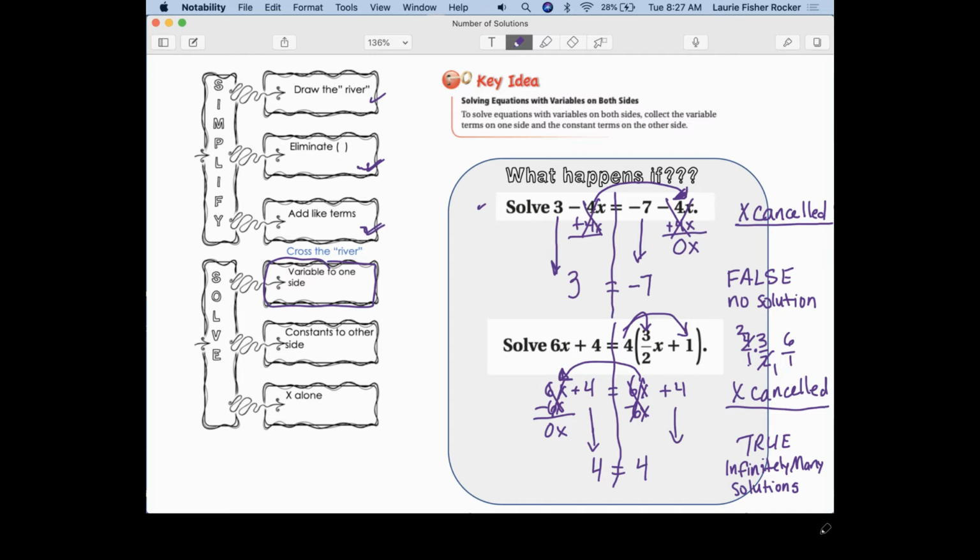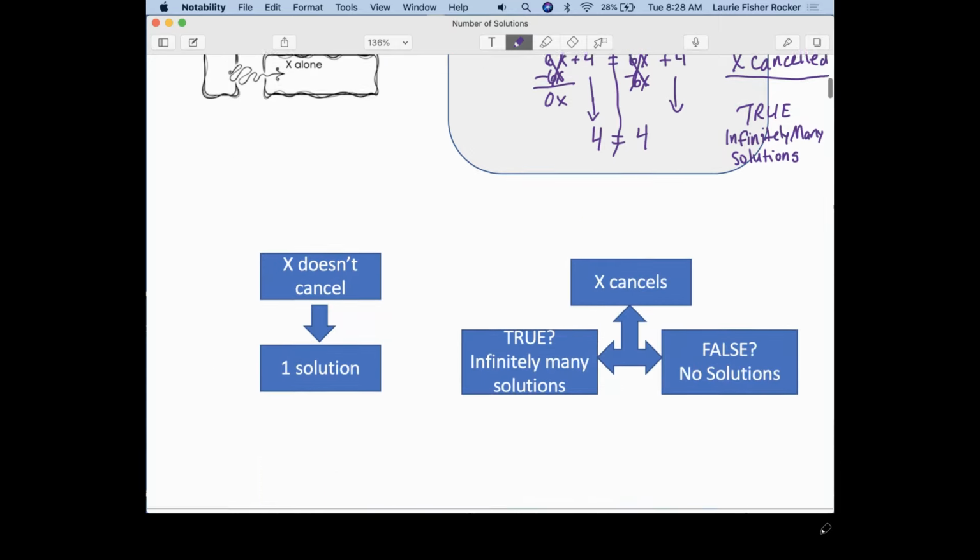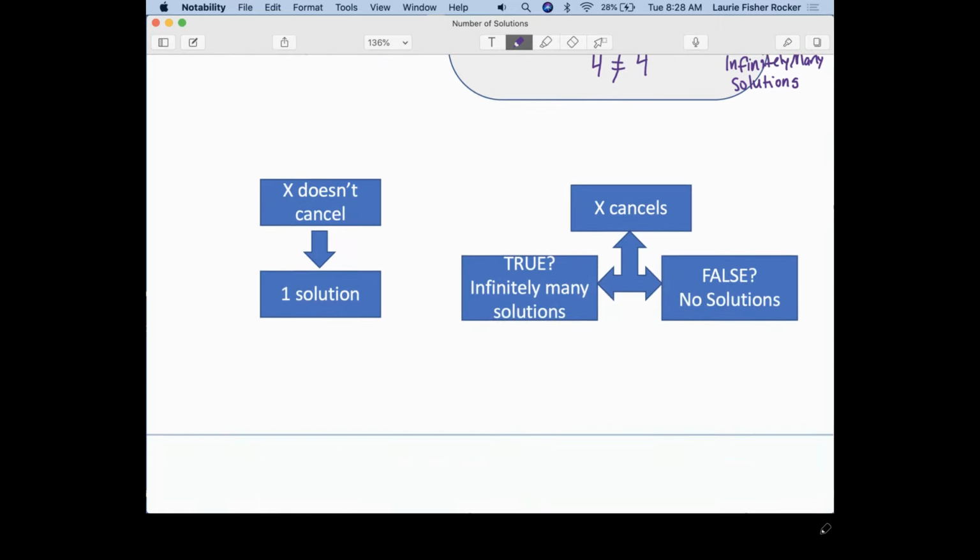Okay, so we had two scenarios there. What happens if the x canceled in both situations? Well, if what's left behind, the constants left behind, is false, then it's no solution. If what's left behind is true, it's infinitely many solutions. Okay, so we add that then to the scenario like when x doesn't cancel.